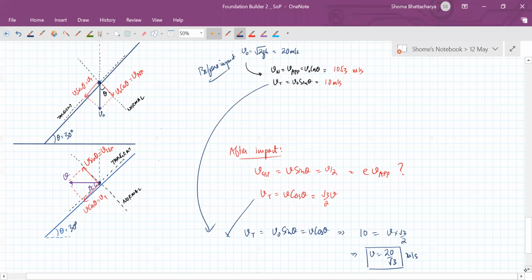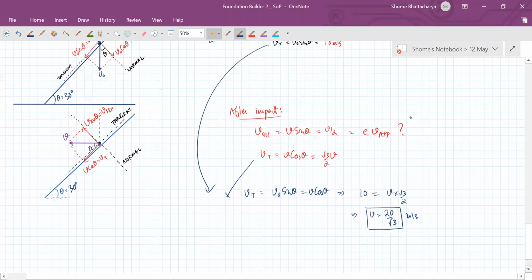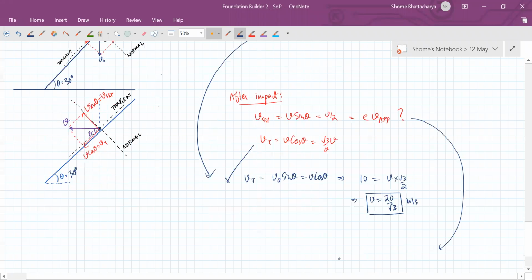And also substituting this in this formula, we can see that the separation velocity, which is V sine theta, will become 20 by root 3 into sine 30, which is half. So that is 10 by root 3.